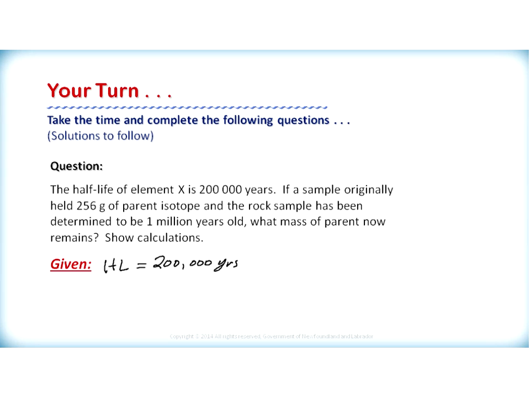We also know that the original mass that was present in the sample was 256 grams. That's before any of the radioactive sample had decayed. And in this case, the age of the sample is also given as 1 million years.